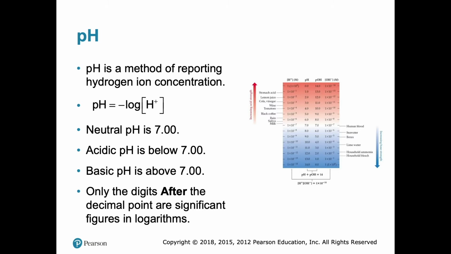So this is just some examples of stuff. Human blood is neutral. Seawater is slightly acidic, I mean, sorry, slightly basic. Household ammonia, household bleach, all that stuff is basic too.